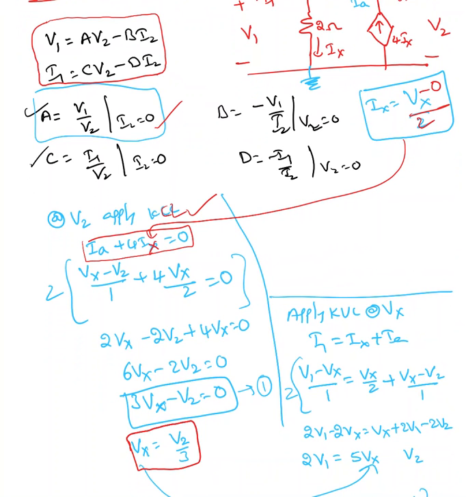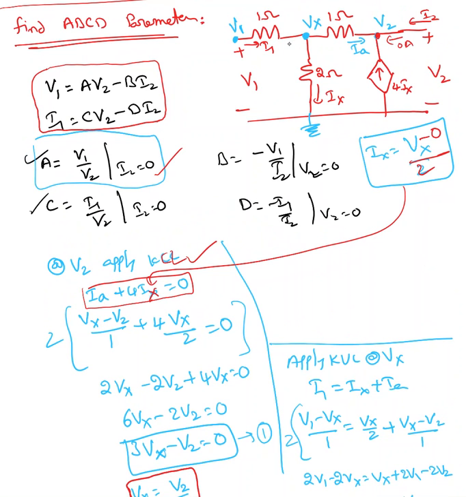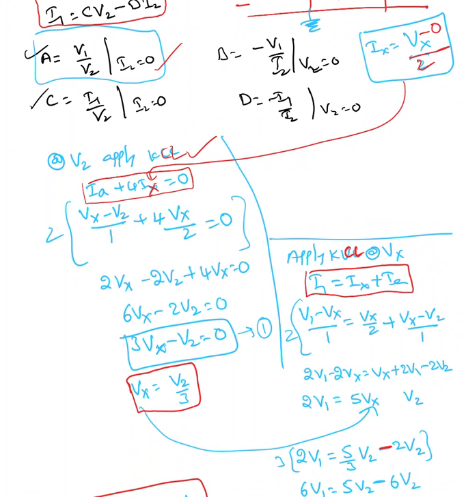Now I'm going to apply KVL at Vx. So at Vx, I can see I1 is coming in, Ix is going out, and Ia is going out. So I1 equal to Ix plus Ia. I1 is coming in, Ix plus Ia. So my apology, it must be KCL. Okay, apply KCL. So KCL is nothing but currents coming in must be equal to currents going out. So I1 equal to Ix plus Ia.